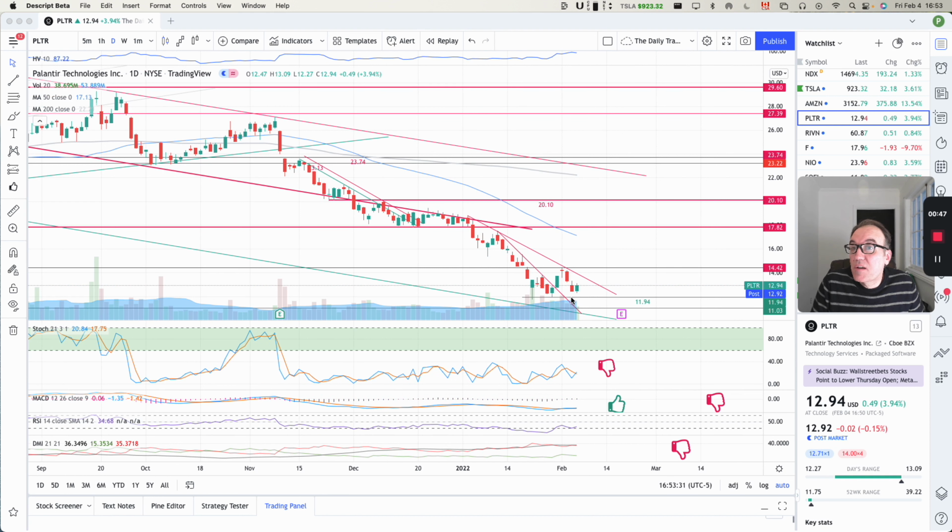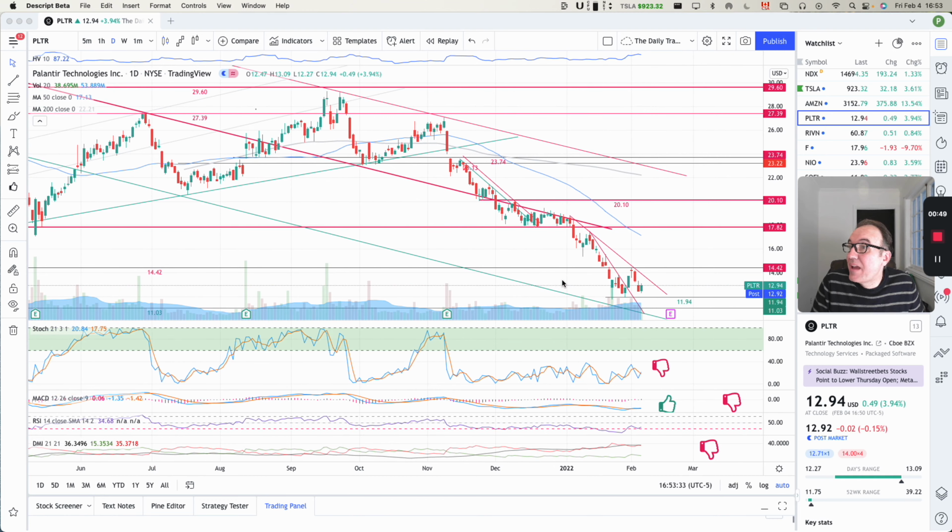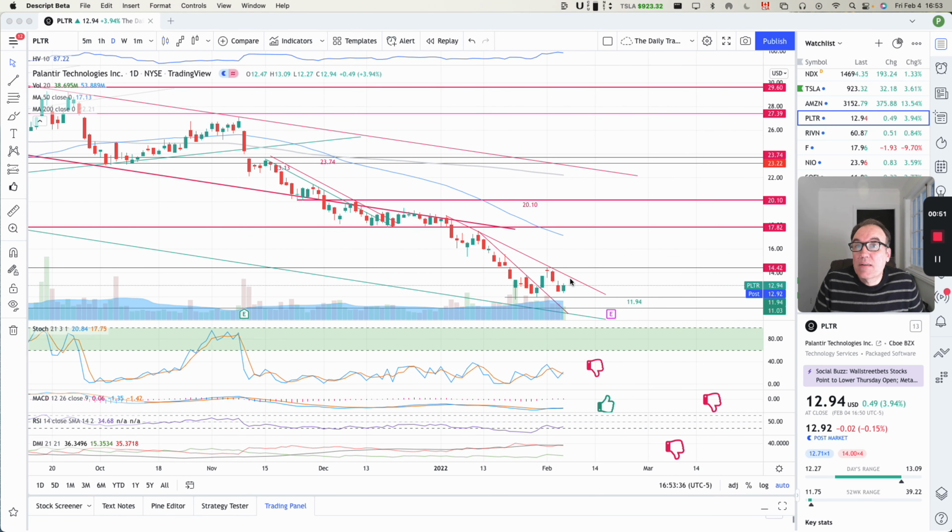So we are stuck between 11.94 and 14.42. And the stock is going to move between these two lines. It can go up one day, down the next day, up 2 days, down the next 2 days. It can do whatever it wants. This is all noise. When we are looking at the daily chart, this is noise.